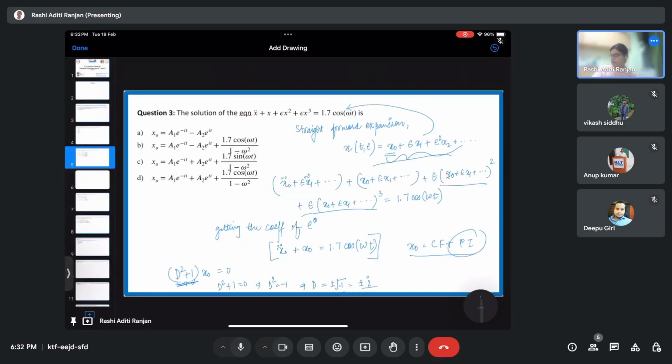So I'll look into the options. This is the correct option: a1 e to the power minus iota t plus a2 e to the power iota t plus 1.7 cos of omega t divided by 1 minus omega square. We have considered a1 and a1 dash, they have considered a1 and a2. There's no problem.